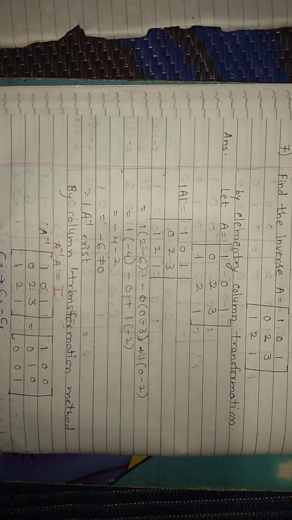Question number 7. Find the inverse of A is equal to 1, 0, 1, 0, 2, 3, 1, 2, 1 by elementary column transformations. We consider that determinant. First we check whether A inverse exists or not. For that we have to find the value of the determinant. So determinant of A is equal to 1, 0, 1, 0, 2, 3, 1, 2, 1.